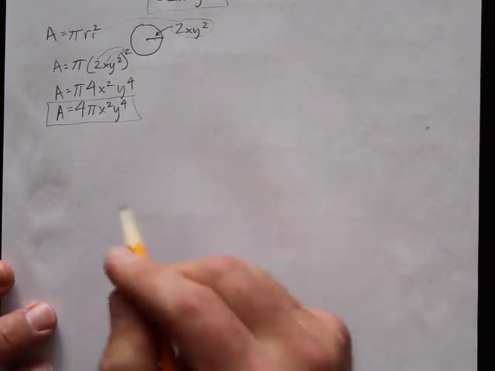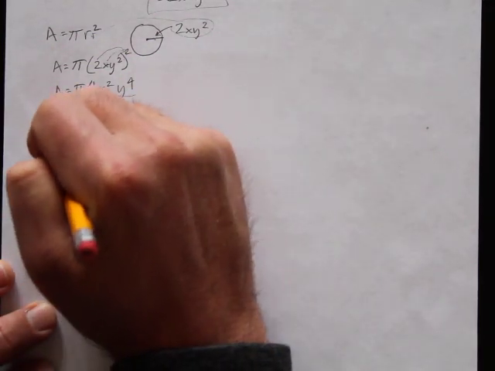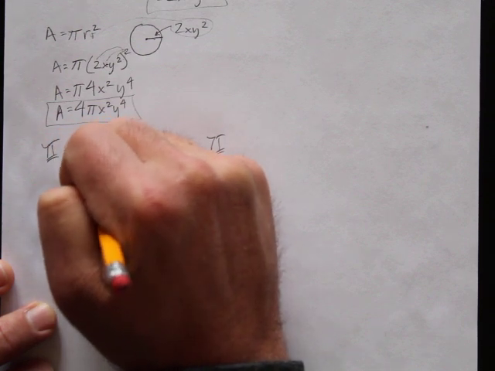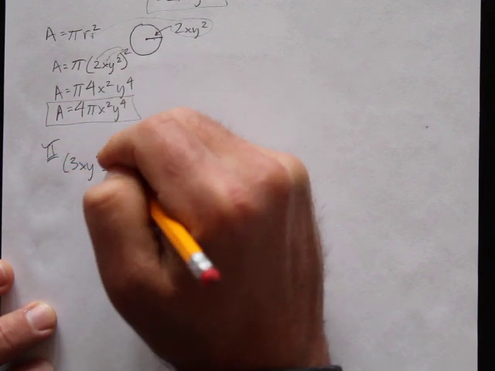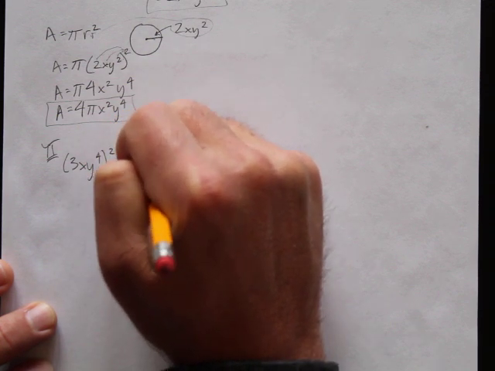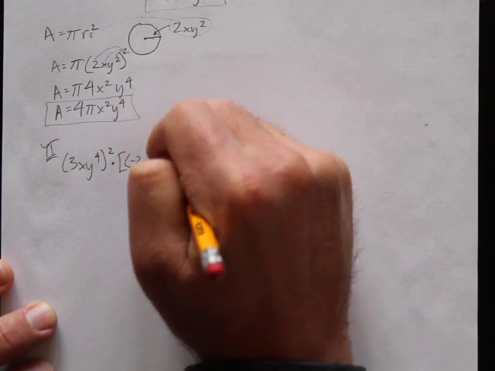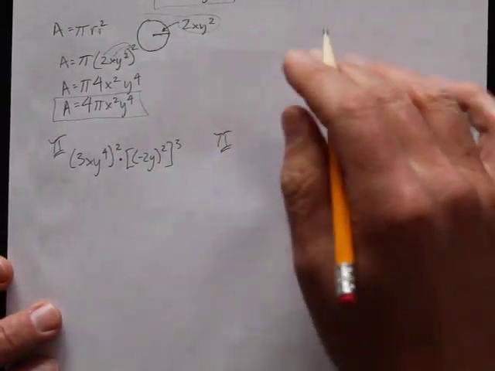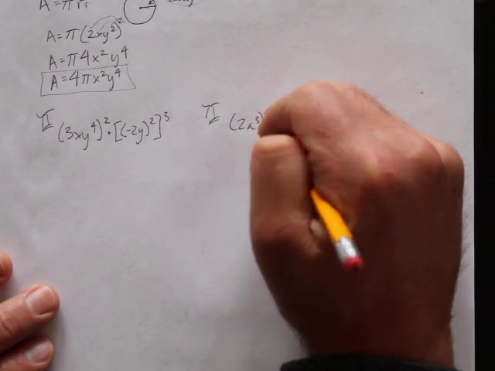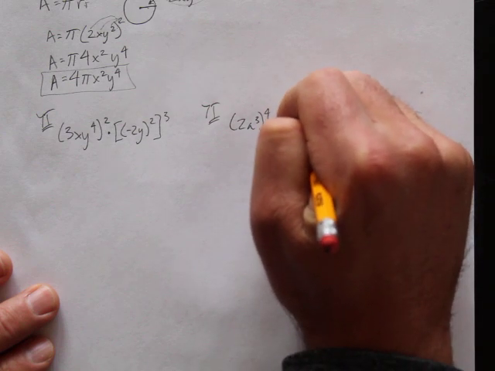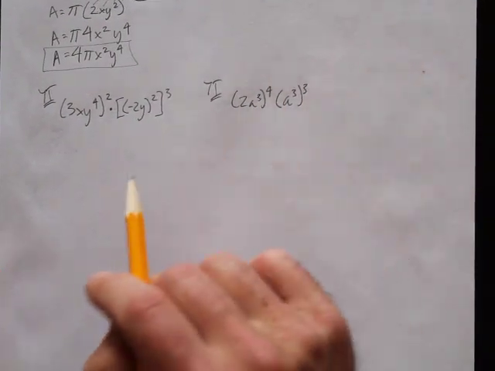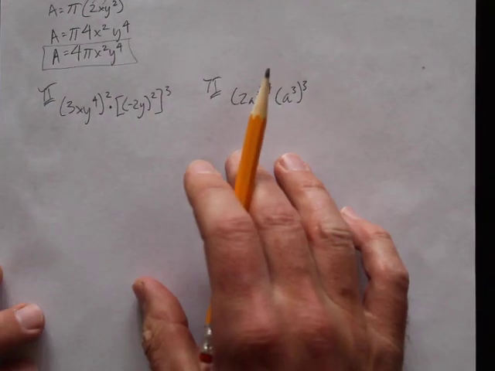2 more examples. You guys are going to do both of these. U-tries. 2 U-tries. 3xy to the 4th power squared times negative 2y squared raised to the power of 3. And 2a cubed to the 4th power times a cubed cubed. All right, I want you to work on both of these and go ahead and pause, get to work, and then unpause when you're done.